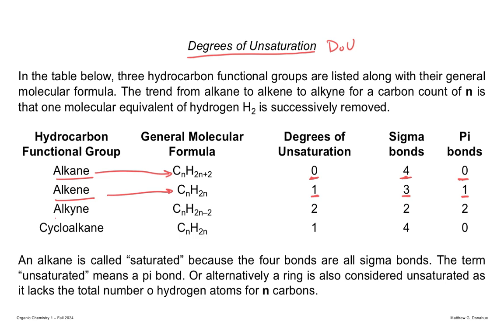For an alkyne, we're now subtracting off 2 more. So we say there's 2 degrees of unsaturation. The carbon atom will have 2 sigma bonds, 2 pi bonds.